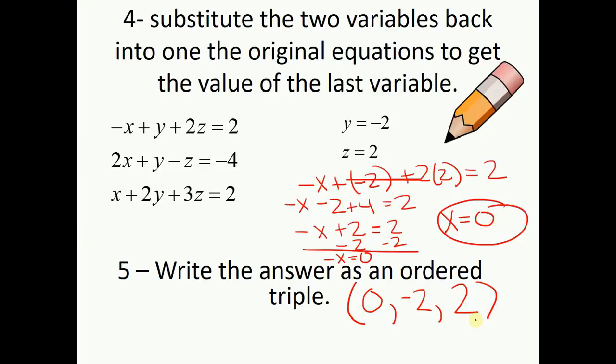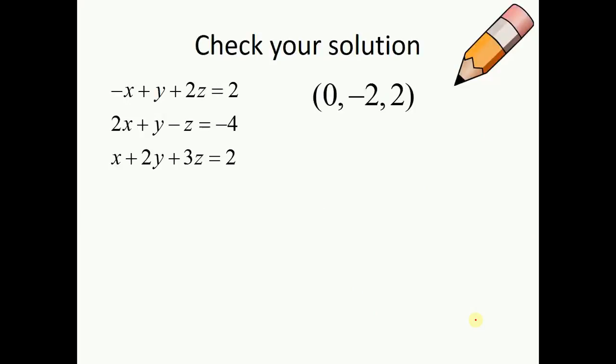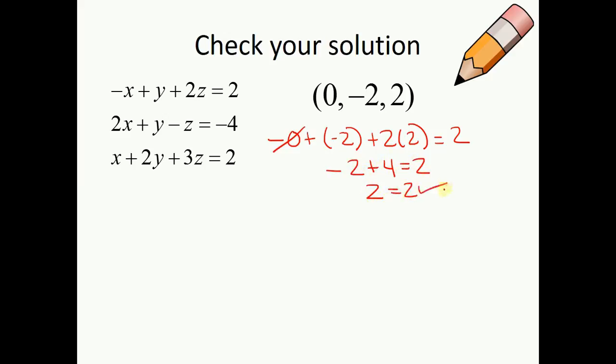Now, you're not done. You do now need to check your solution value. So, let's plug in the point, or the ordered pair, ordered triple, 0, negative 2, and 2 into each one of the equations. So I got negative 0 plus a negative 2 plus 2 times 2 equals 2. That's going to cancel off. I'm going to be left with negative 2 plus 4 equals 2, which is 2 equals 2, right? That works. Let's check the second equation here.